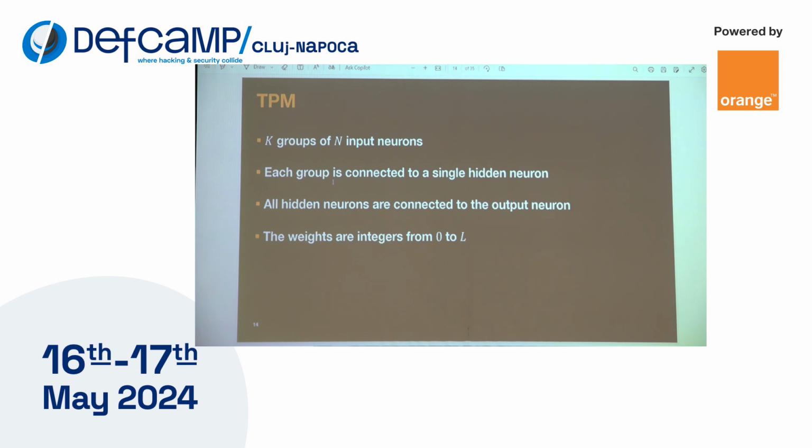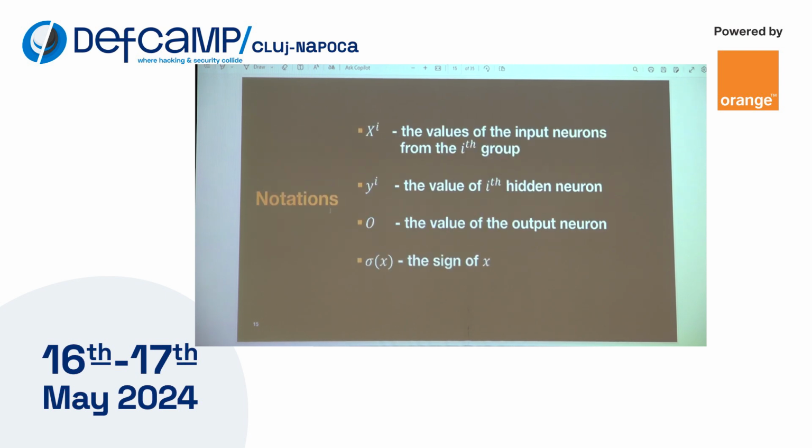A little bit of notation, like I said, we have k groups of hidden neurons. Each hidden neuron is connected to n input neurons. And another interesting thing about this tree parity machine is that the weights are not real numbers like we encounter in deep learning algorithms that are used, for example, for image classification. Here, the weights are integers between 0 and L, where L is some bound. The inputs are also integers. So just to make sure, I have here some notation about the network. I denote with x_i the input of the i-th group. y_i is the value of the i-th hidden neuron. Then O is the output neuron. And here I have a sigma function which returns the sign of x.